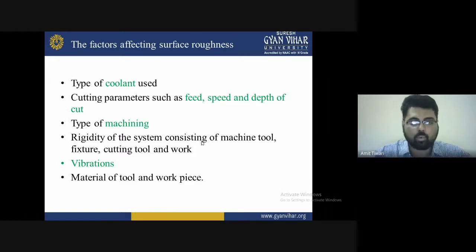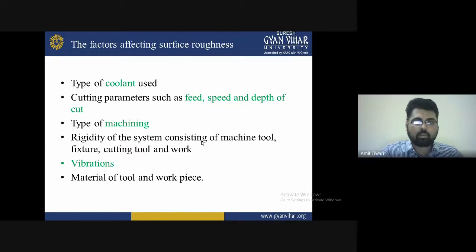The material of the tool and the workpiece is needed for increasing the surface quality. How can we increase the surface quality? We can increase the surface quality by increasing the depth of cut. Such parameters, that is feed rate, depth of cut, and spindle speed, are responsible, and they also depend on each other.